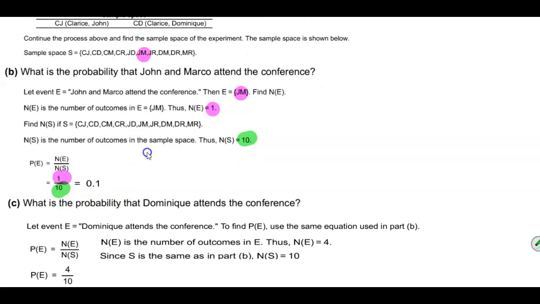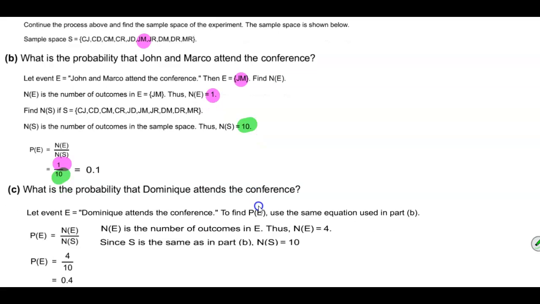Now, in part C, the question is asking us, what is the probability that Dominique attends the conference? So we're going to let event E equal Dominique attends the conference. So we're going to find the probability of that event. We're going to use the same equation used in part B.